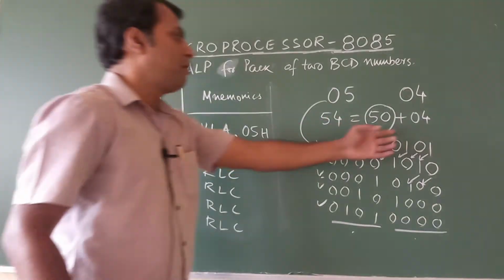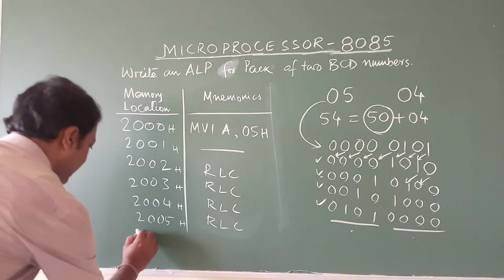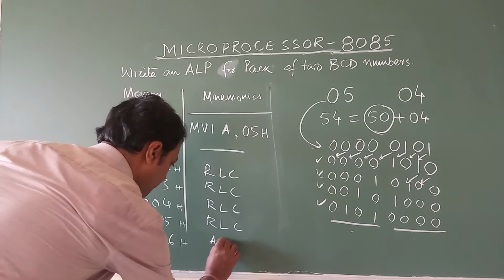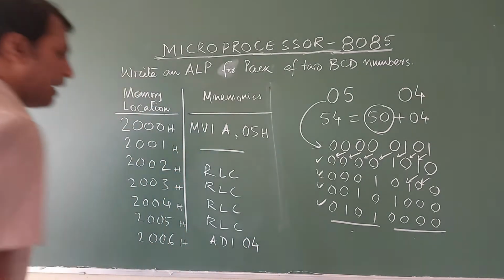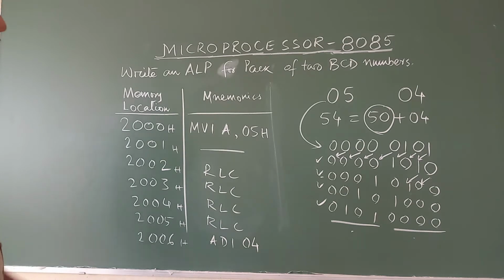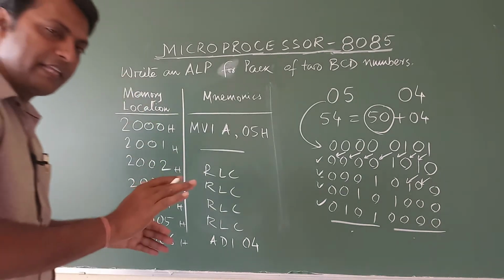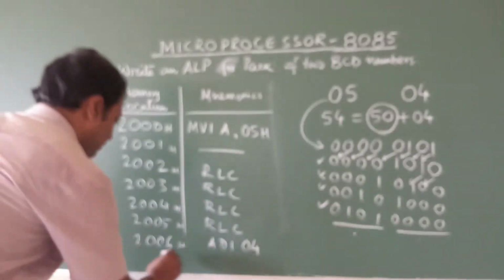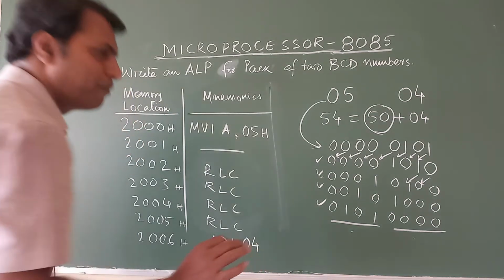Then 4 is added. Okay, so we may directly add this number, ADI 04, or we may store 04 earlier in a register, then we can add also. Okay, then it becomes 54, then stop the program.